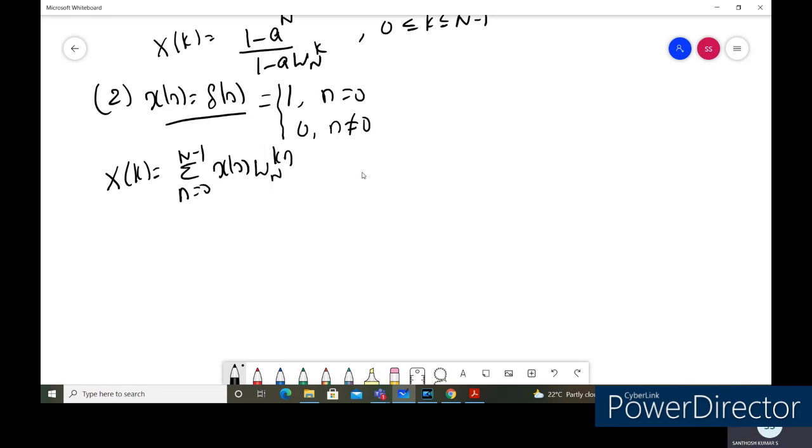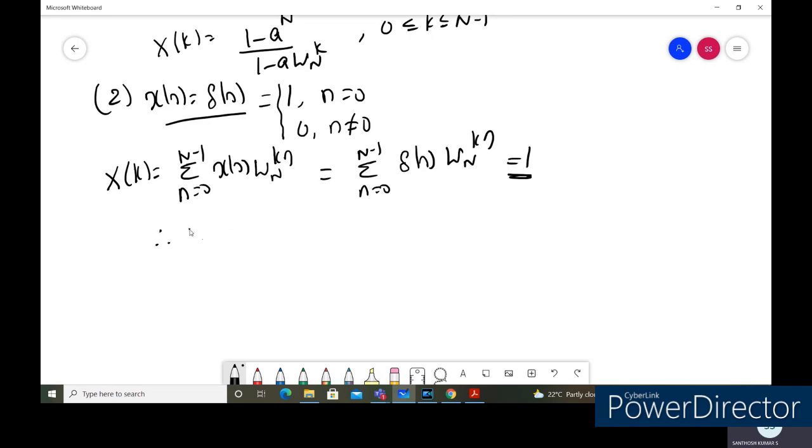So let us substitute the value of x of n as the impulse function, that is summation n is equal to 0 to N minus 1 delta of n into omega N to the power of kn. Since it is defined for n is equal to 0 only, if I substitute n is equal to 0, omega N to the power of 0 will become 1, and this entire summation will become equal to 1.